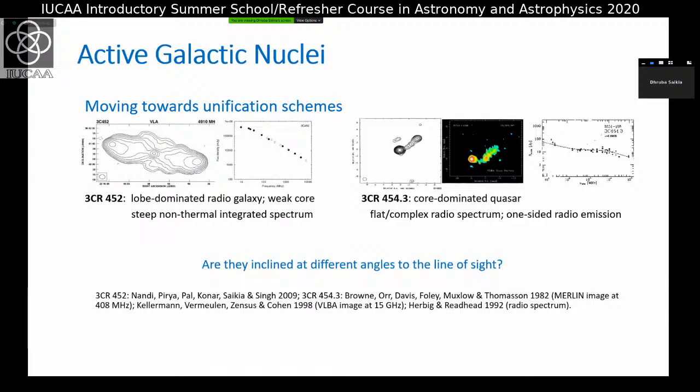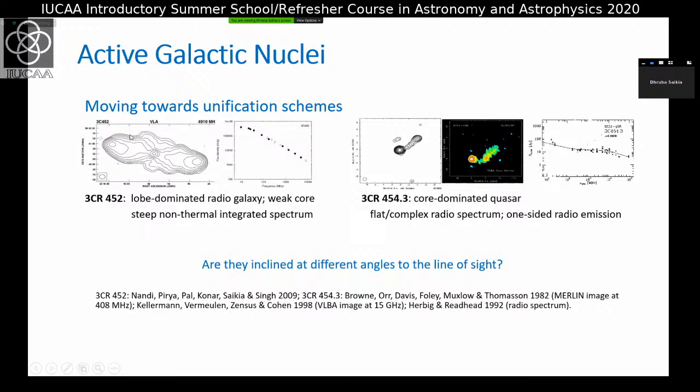On the left is a radio galaxy, which is 3C452. This image was made by Sumana Nandi, who's also one of your hosts today, monitoring the YouTube. And you can see that it has a relatively weak core. This is the core over here, relatively weak core. Most of the emission is from the extended lobes of emission. These are optically thin emission. That means they're not absorbed, and they're diffuse and they're extended.